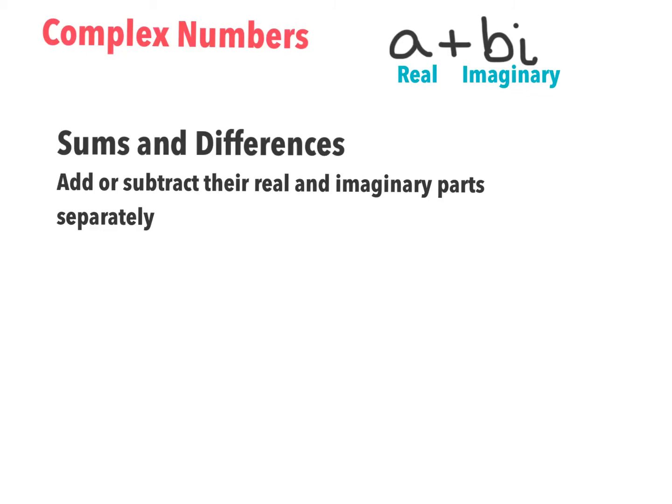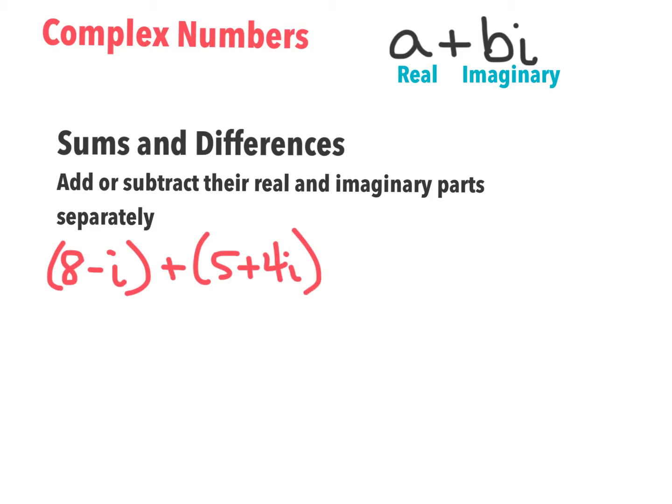In this video, I'm going to focus on how to add and subtract complex numbers. And to do that, all we have to do is add or subtract their real and imaginary parts separately. So let me show you what that looks like. If we had 8 minus i plus 5 plus 4i, these parentheses actually don't even need to be here. But we're going to add their real parts, so this 8 and 5. So we have 8 plus 5. And then we have plus a negative i and a 4i. So 8 plus 5 is 13. Negative i plus 4i is positive 3i.